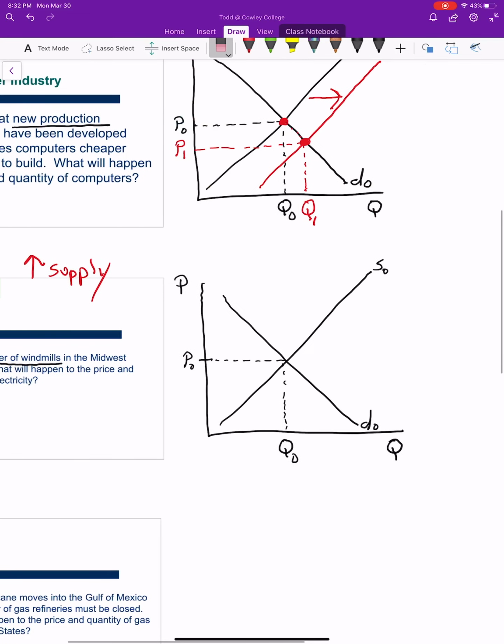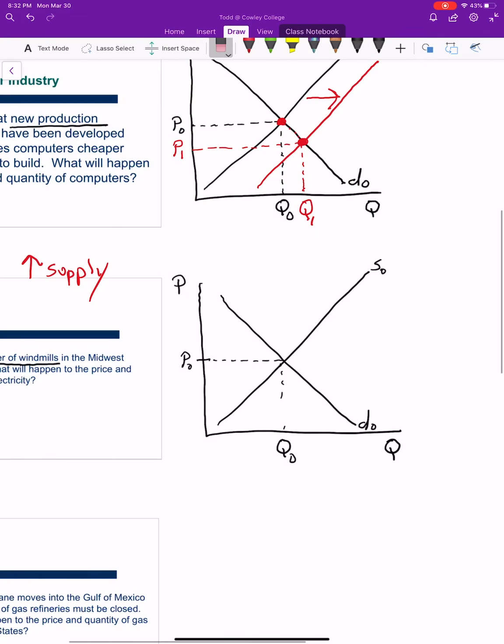So if that's the case, you go to your graph and you shift your supply curve out and to the right, out to S1. Again, we started off with our equilibrium here. Now that the supply curve is shifted out, we have a new equilibrium right here. So as these windmills pop up in Kansas and Oklahoma, the price of electricity should go down, and the quantity of electricity that is going to be produced should increase as well.